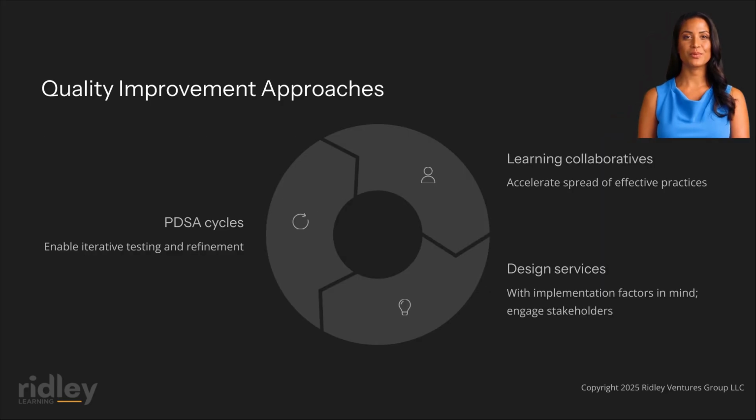Systematic quality improvement approaches provide the methodology for translating evidence into practice and reducing disparities in stroke rehabilitation. The Plan, Do, Study, Act cycle and similar improvement frameworks enable iterative testing of practice changes, with data collection and analysis informing refinements until desired outcomes are achieved.